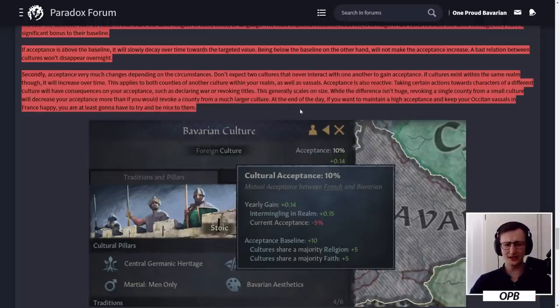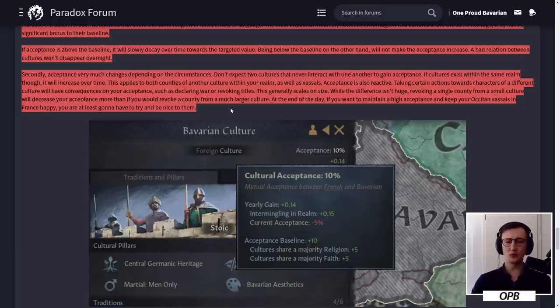Acceptance is also reactive. Taking certain actions towards characters of a different culture will have consequences on your acceptance, such as declaring war or revoking titles. This generally scales on size. While the difference isn't huge, revoking a single county from a small culture will decrease your acceptance more than if you would revoke a county from a much, much larger culture.